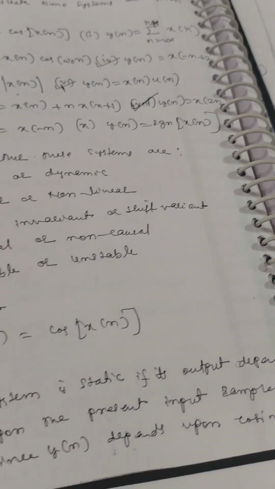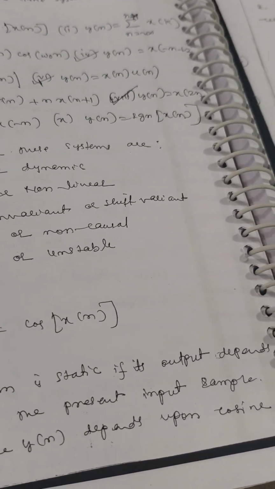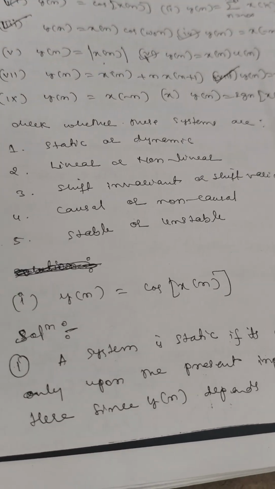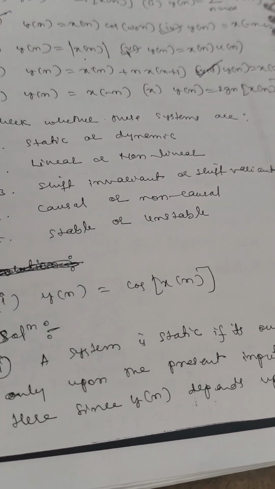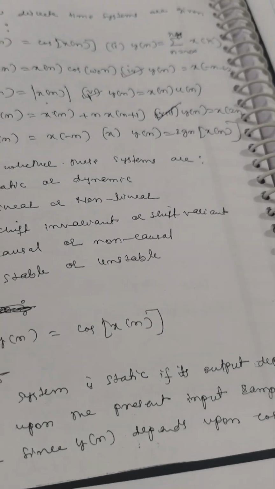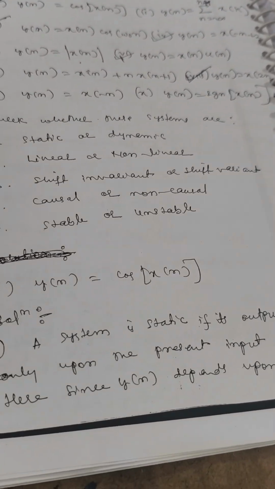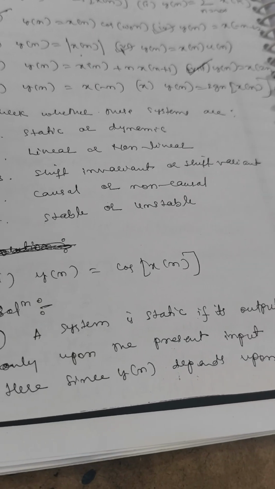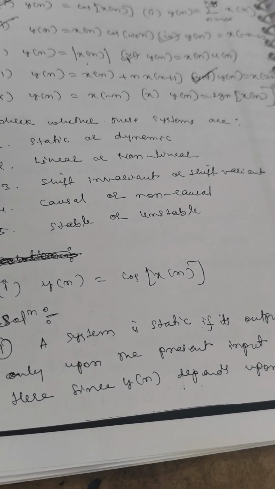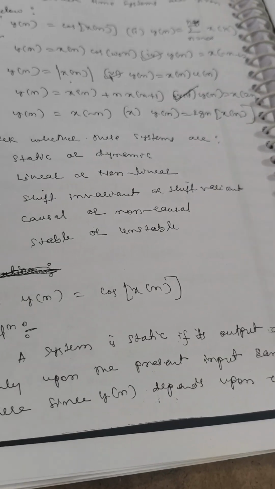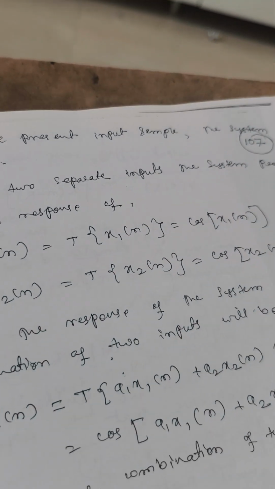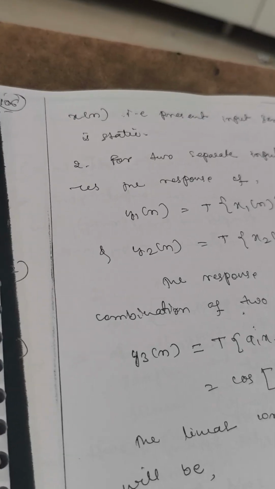If it were depending on previous inputs, that is x of n minus 1, x of n minus 2, then this system would not be static; it would become a dynamic system. But here, in the equation y of n equal to cos x of n, the output depends on the present input, the present sample. Therefore, the system is a static system.